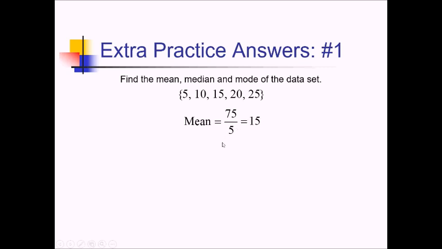Now for the median, we have to arrange these in order and then find the middle number. Well, the good news is if you look closely, they're already in order. That was really nice of them. So I'm just going to rewrite that stuff. And now I'm just going to cross off numbers at the ends until I get to the middle. So 5 and 25, I'll cross those off, and then 10 and 20. And that leaves me with a middle number, a median of 15.